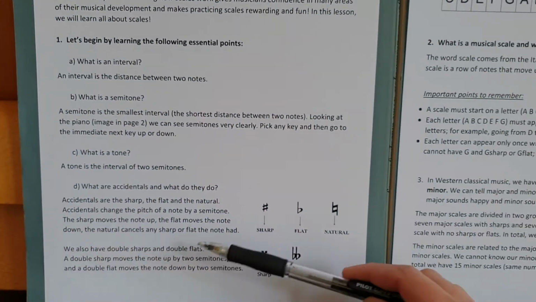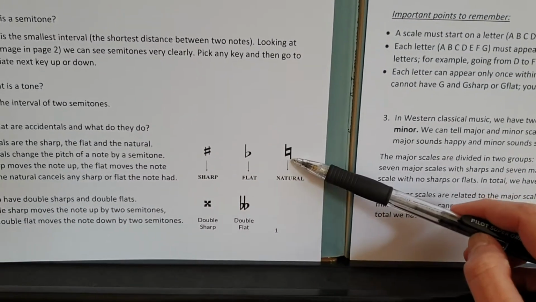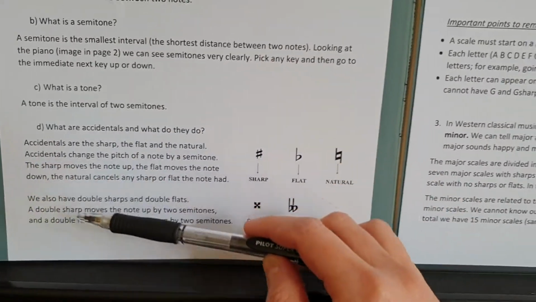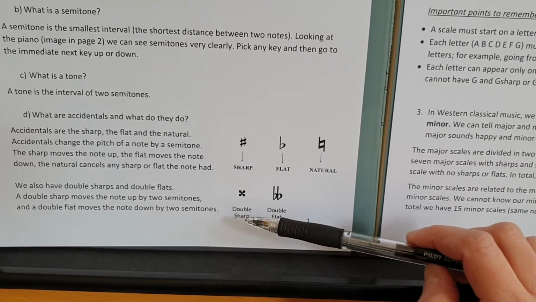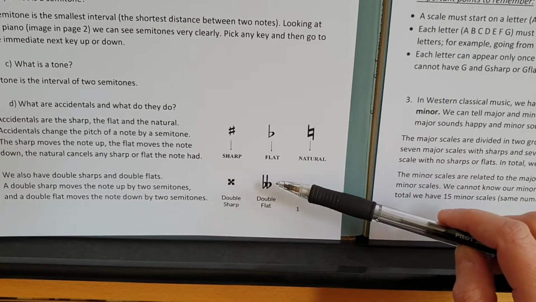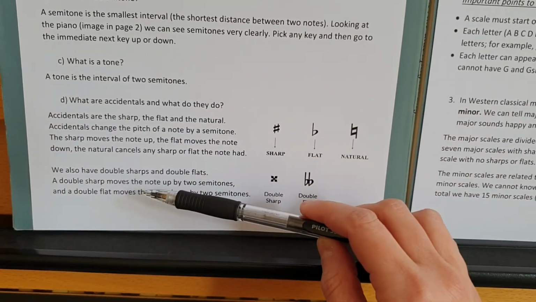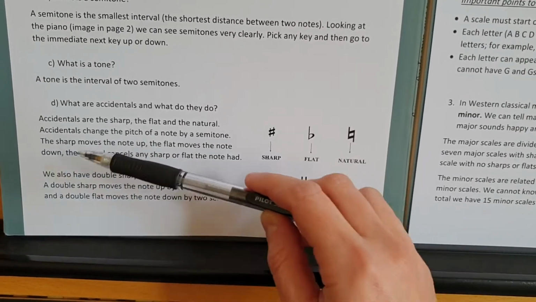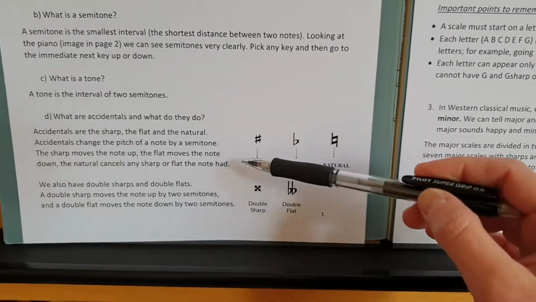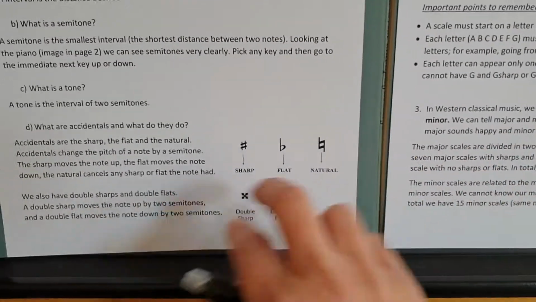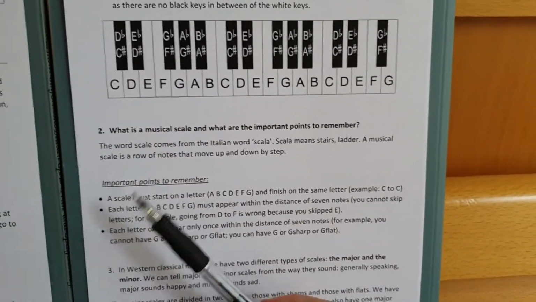We are discussing accidentals here. Accidentals are these signs, your sharp, your flat, and your natural. I'm explaining what accidentals do. Read that carefully. I am bringing your attention to the fact that we can also have a double sharp and a double flat. And just so that before I go to the next page, an accidental changes the pitch of a note by a semitone. Okay, and you will read what the sharp, the flat, and the natural do in this section. Now, we've already covered this part.